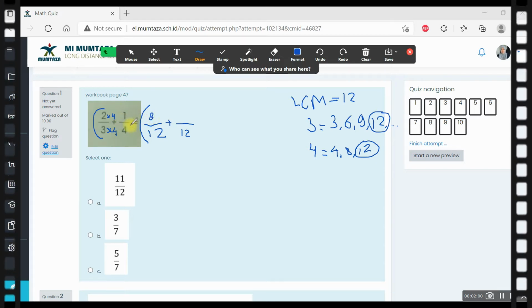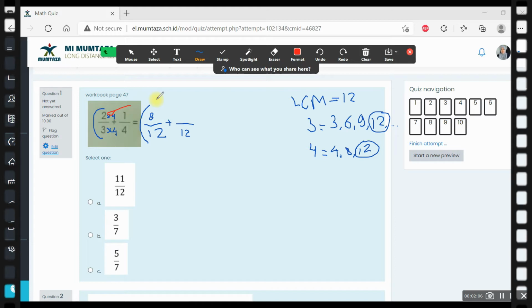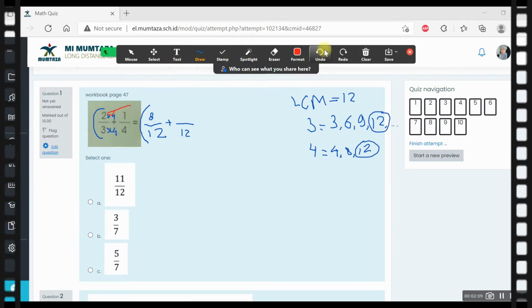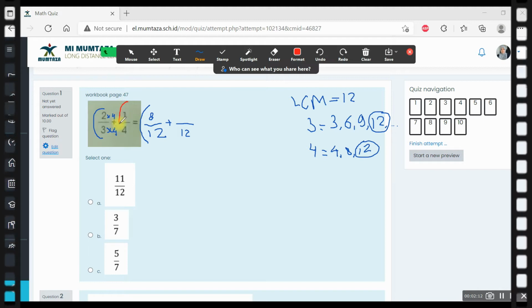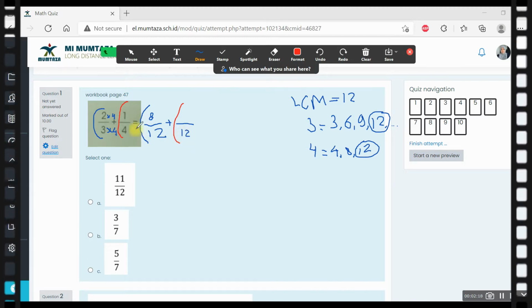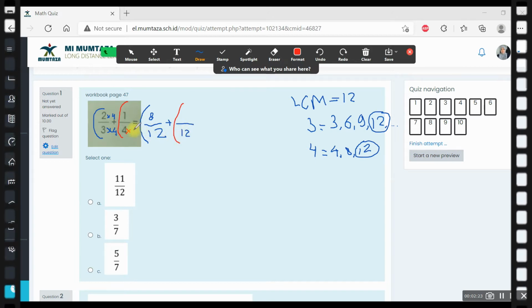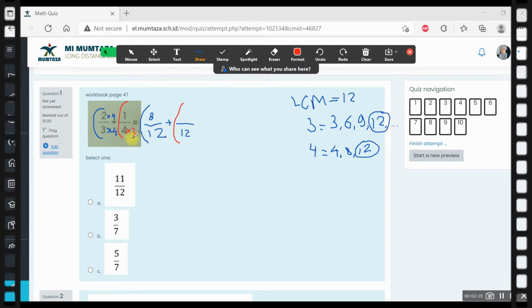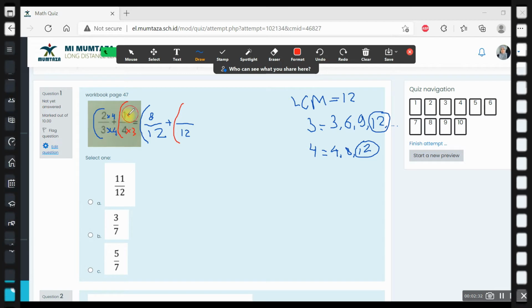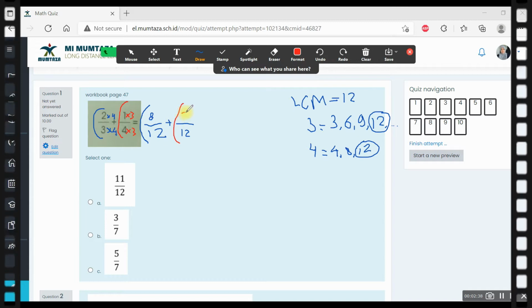How about the second fraction? I will change the color first. Look at the second fraction, 1/4 becomes something over 12. 4 times what becomes 12? So 4 times 3 becomes 12. Because the bottom number is multiplied by 3, the top number is multiplied by 3. 1 times 3 equals 3. So we can put number 3 here.